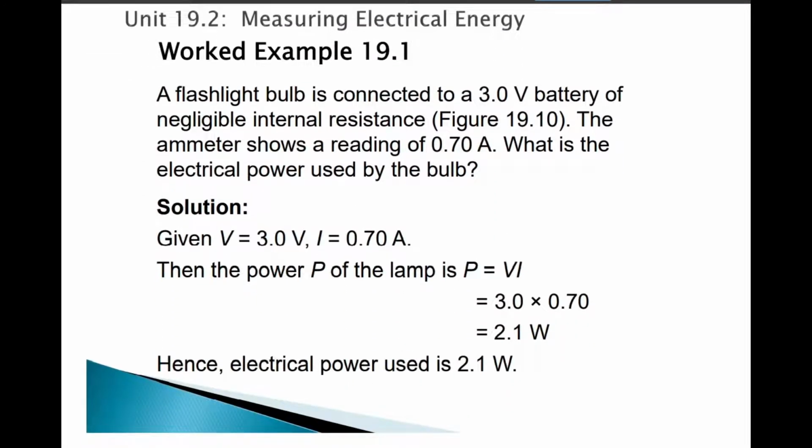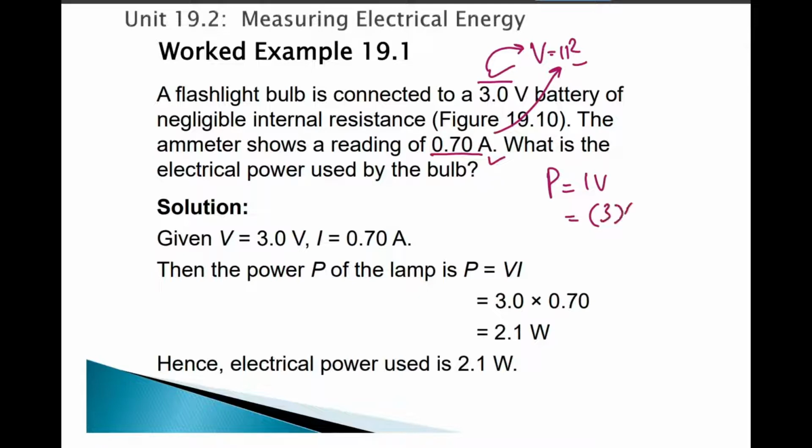Okay, so here a flashlight is connected to a 3-volt battery with negligible internal resistance, and it shows a reading of 0.7 amperes. What is the electrical power? Voltage is given, current is given, so I'm only going to use IV directly. I don't have to use I squared R or V squared over R. The resistance is not given. I could find it by applying V equals IR, replacing the voltage and the current, but that would add an extra step to my question. The resistance is not asked and adds no benefit, so I don't need to find it. I can directly apply this formula: 3 multiplied by 0.7. So what do I get? I get 2.1 watts.